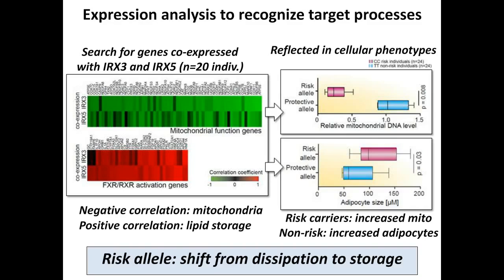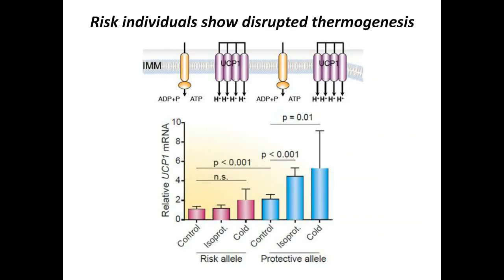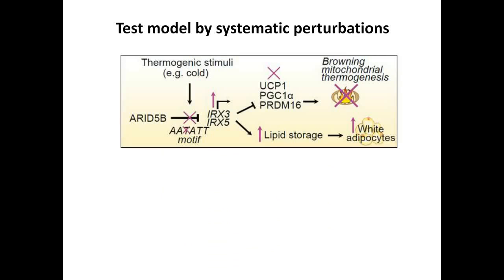So the model is that the risk allele is in fact leading to a shift from energy dissipation to energy storage. And in particular, we find that in risk individuals, the uncoupling protein 1, UCP1, that depolarizes the mitochondrial membrane, leading to import of protons and loss of energy through heat, is in fact much lower for the risk allele individuals than for the protective allele individuals, and that the protective allele individuals are in fact able to respond to either cold stimulus or brain stimuli associated with generation of heat and increase the expression of that gene, thereby increasing thermogenesis. But this response is actually lost in the risk allele patients.